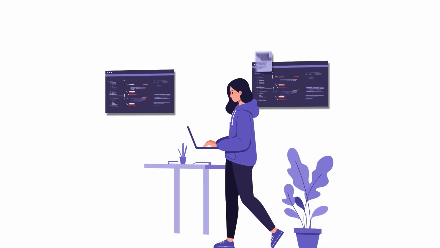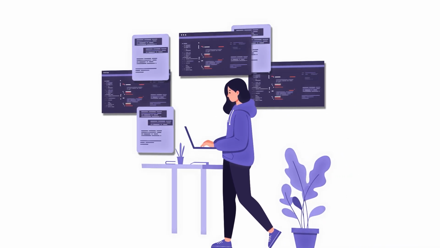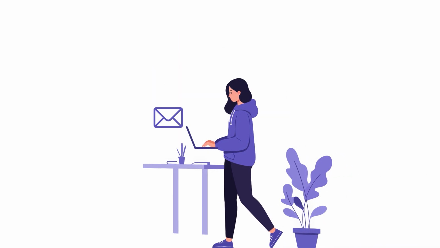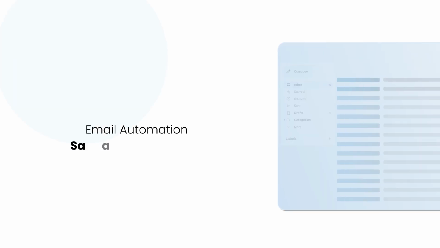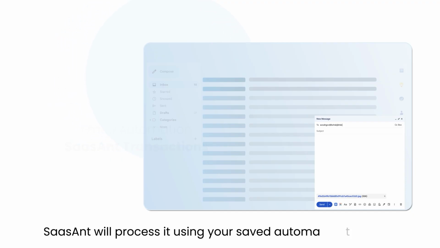If you receive check files, client files, vendor files, or transaction data by email regularly, downloading and uploading them manually can get repetitive. With email automation in SaasAnt transactions, you can send the file to a dedicated email address, and SaasAnt will process it using your saved automation setup.